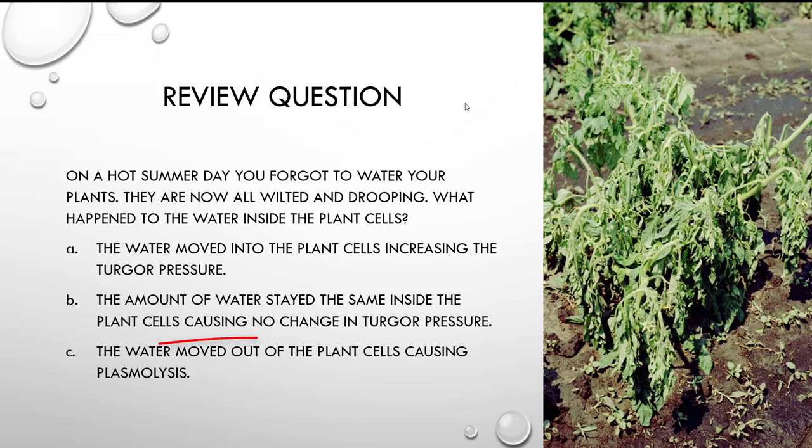If you chose C, I would agree with you. So remember, if it's losing water, that means that the water has moved out of the cell, causing plasmolysis. Okay, and that is a wilted plant. Okay, if water has moved into the plant, it would look a lot happier than that. So that would not be A or B. So C is the correct answer.